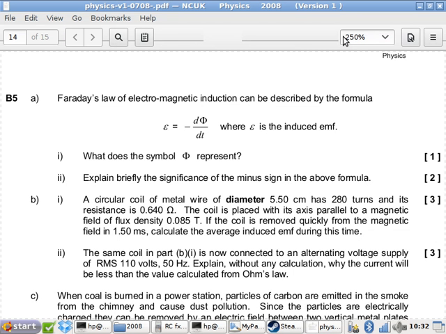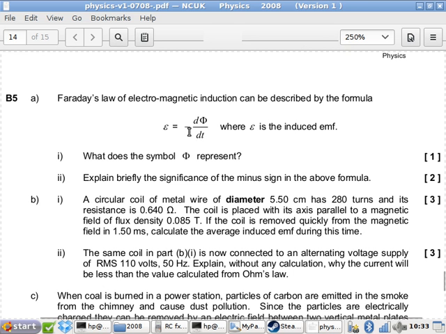Okay, B part 1. A circular coil of metal wire of diameter 5.5 centimeters has 280 turns, and its resistance is given. The coil is placed with its axis parallel to a magnetic field with a given flux density. If the coil is removed quickly, what is the EMF? So you've got a coil of metal, like copper, with a magnet inside of it, and you pull the magnet out, and for a moment you'll get a voltage in this copper wire. For three marks, they want to know what the voltage is, and they even help you by having this as the first part.